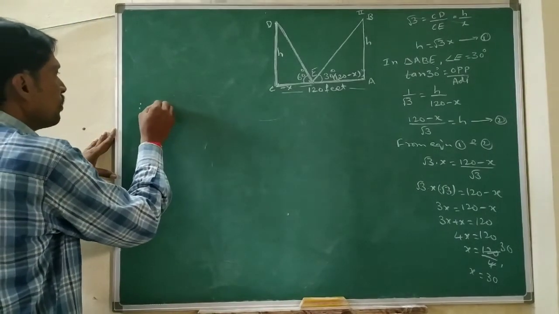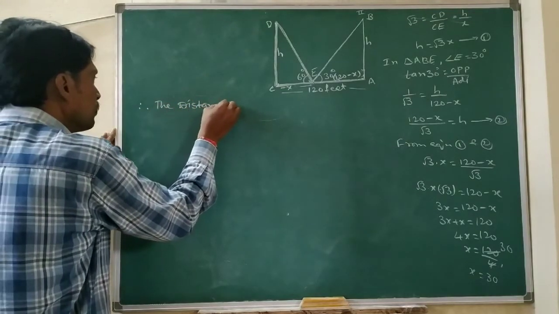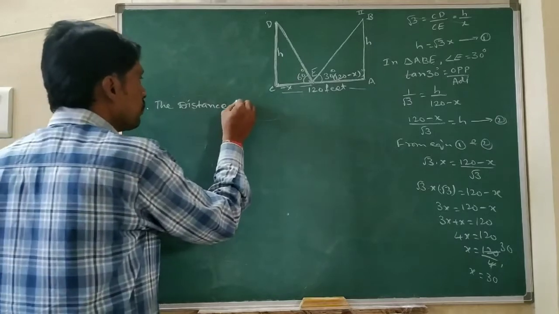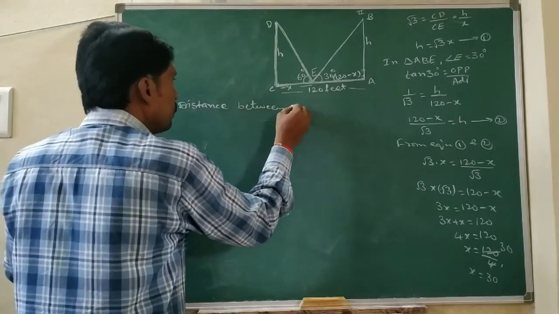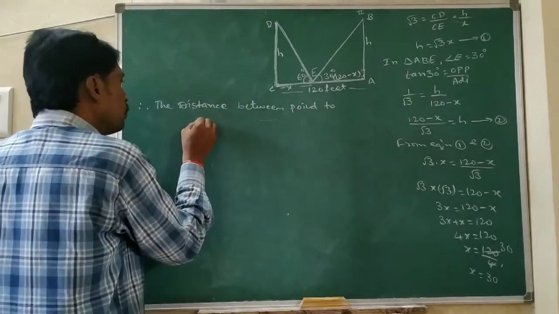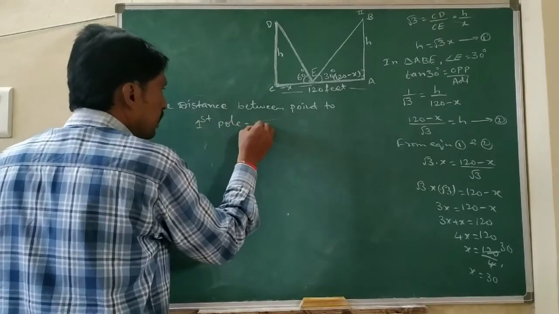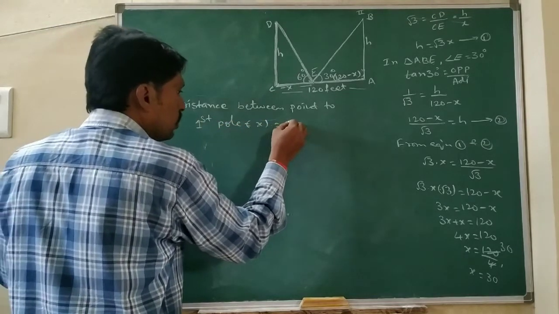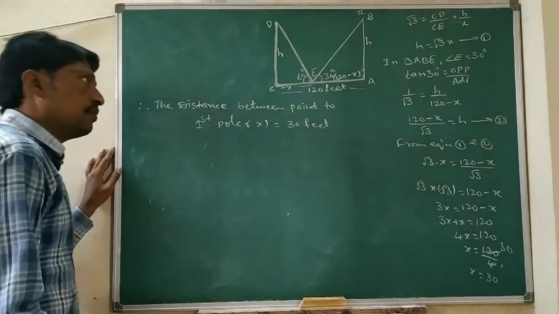Therefore, the distance between the point and the first pole equals x, that equals 30 feet. We got the value as 30 feet.